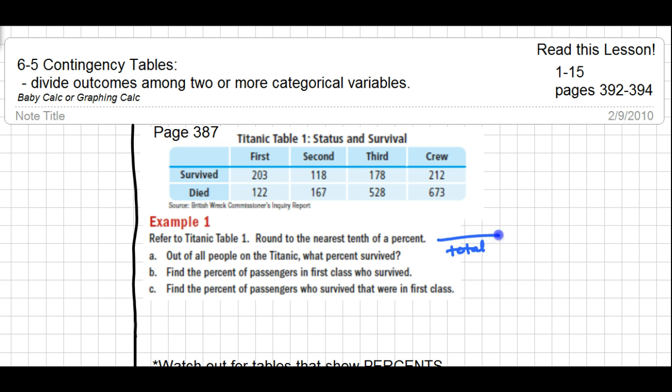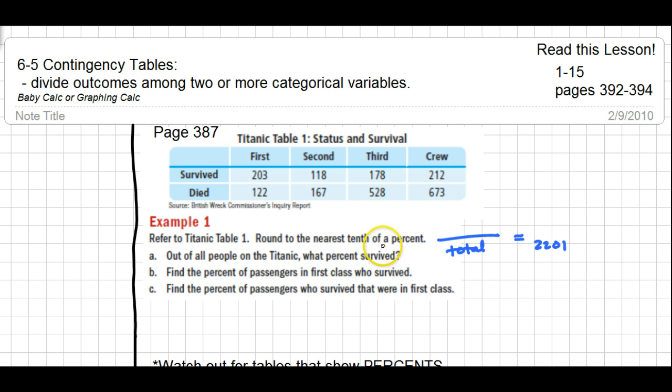And so on this one, we'll need to figure out what the total is. So you'd have to take all the numbers here in the table and add them up. Sometimes the totals are given in the table, sometimes they're not. So when you add up all the total here, you should get 2201 if you add up all the numbers given in this first table.